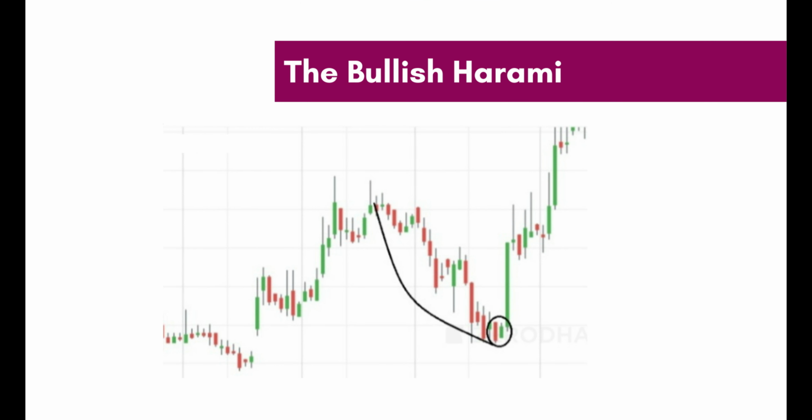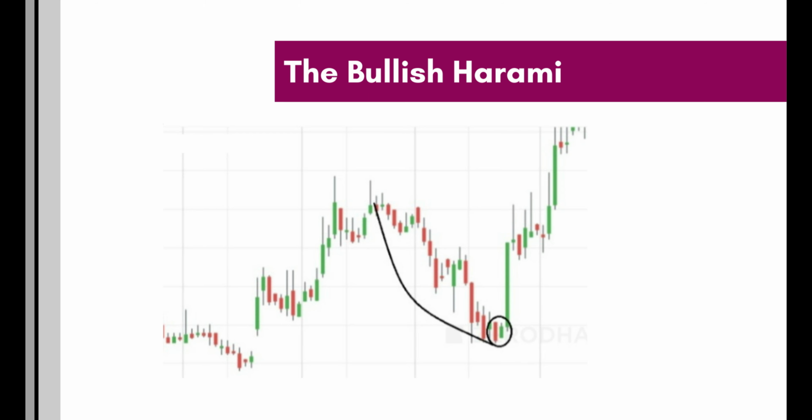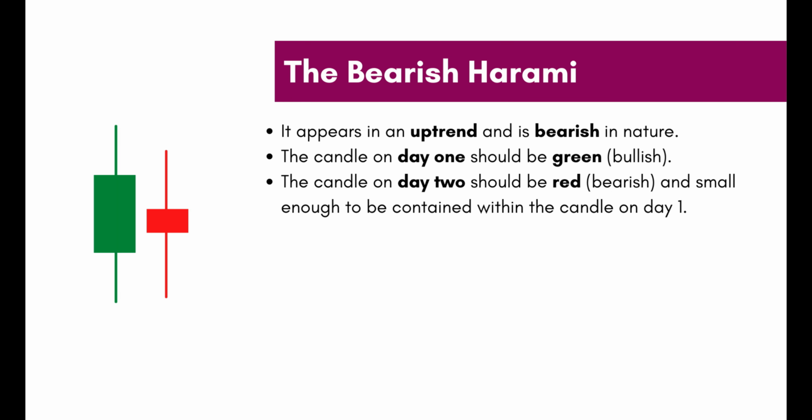The trade setup for the bullish Harami is to buy the stock around the closing price on day 2 and put the lowest low of the two candles as the stop loss. In this chart here, you can see how the encircled bullish Harami pattern was profitable for the traders. Well, with this we are done with the bullish Harami and let's move on to discuss the bearish Harami.